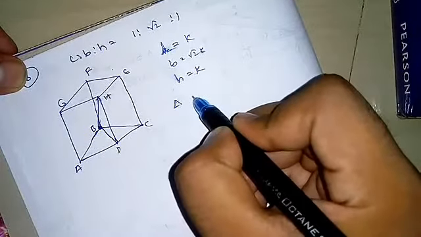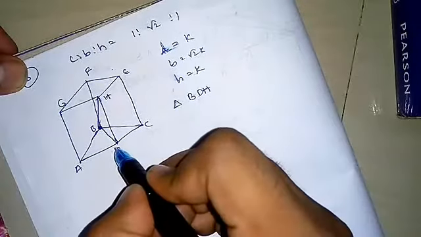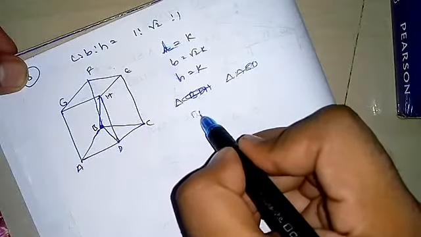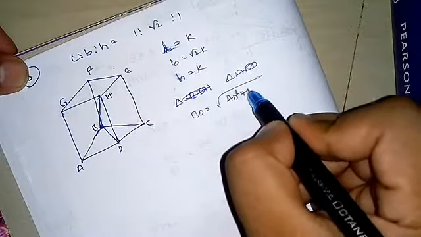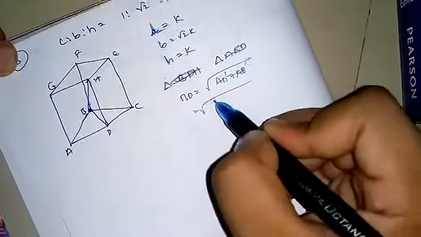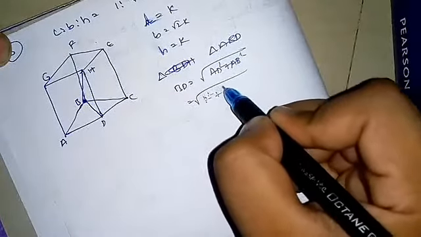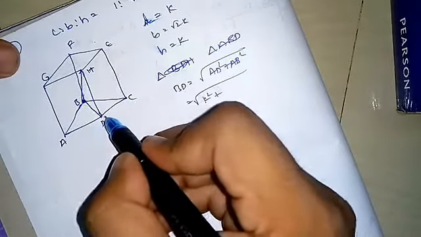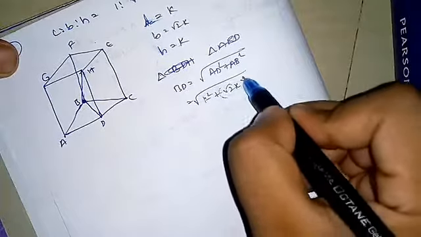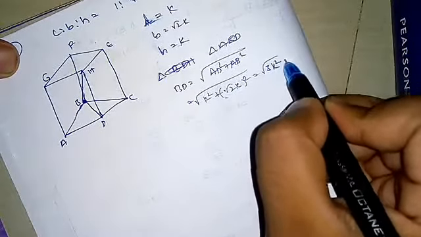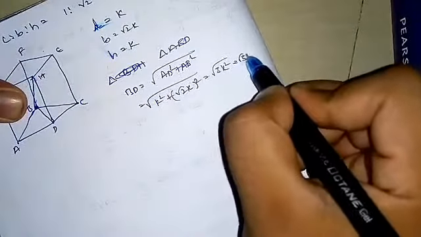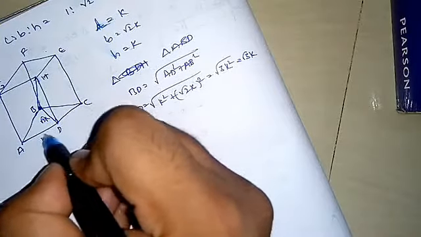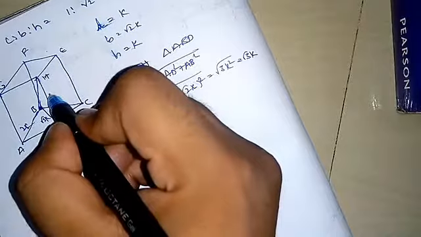In triangle ABD, BD is equal to under root AD square plus AB square, which is equal to under root of length K square plus AB, the base, root 2 K whole square, which is equal to root 3 K. Therefore BD is equal to root 3 K.